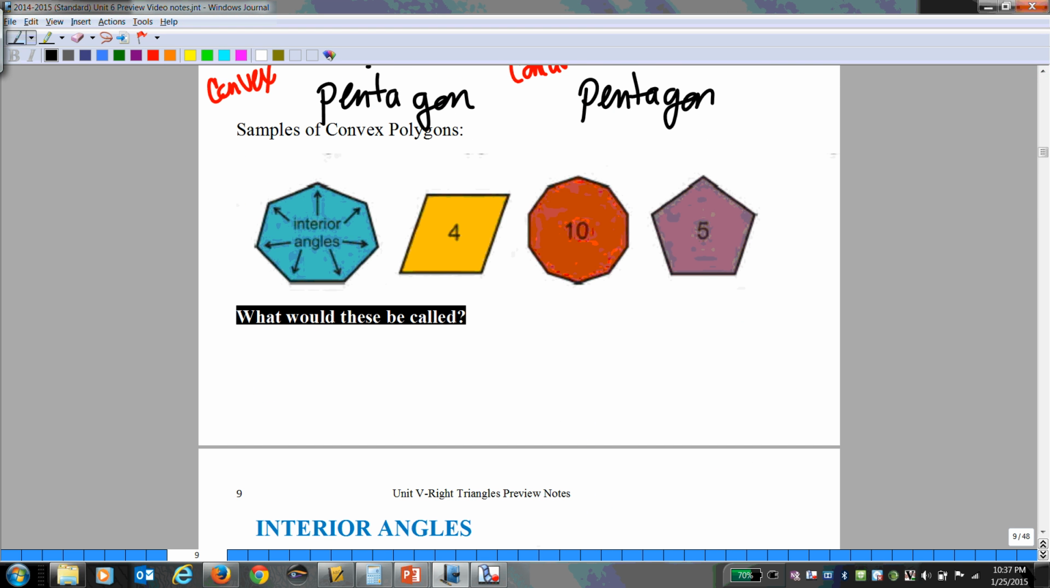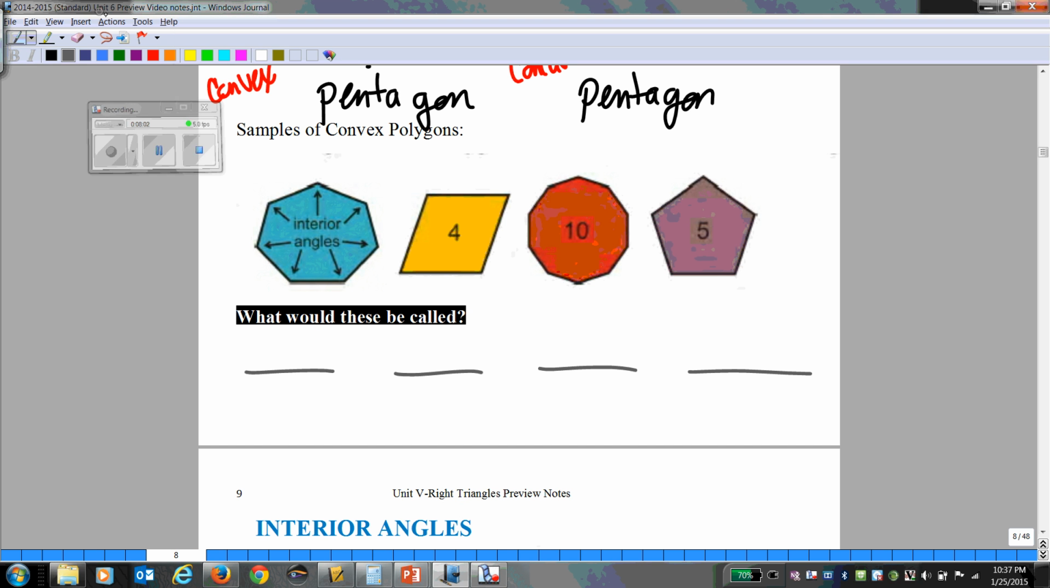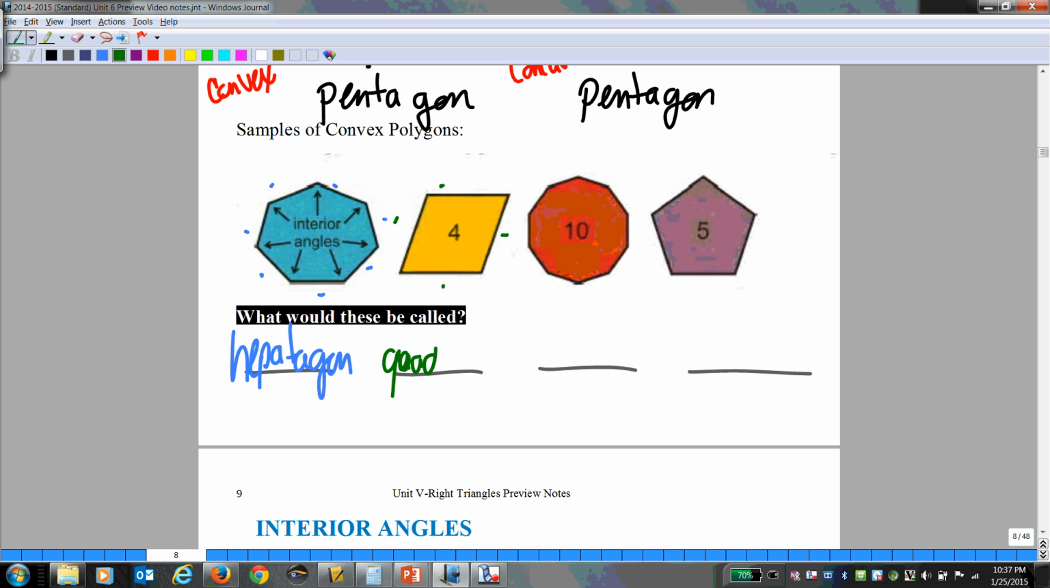So examples of polygons, see if you can name these. This one, 1, 2, 3, 4, 5, 6, 7. That's a heptagon. 1, 2, 3, 4. That would make that a quadrilateral. 1, 2, 3, 4, 5, 6, 7, 8, 9, 10. This is a decagon. And of course the last one, 1, 2, 3, 4, 5, that's a pentagon. You need to have those prefixes memorized.